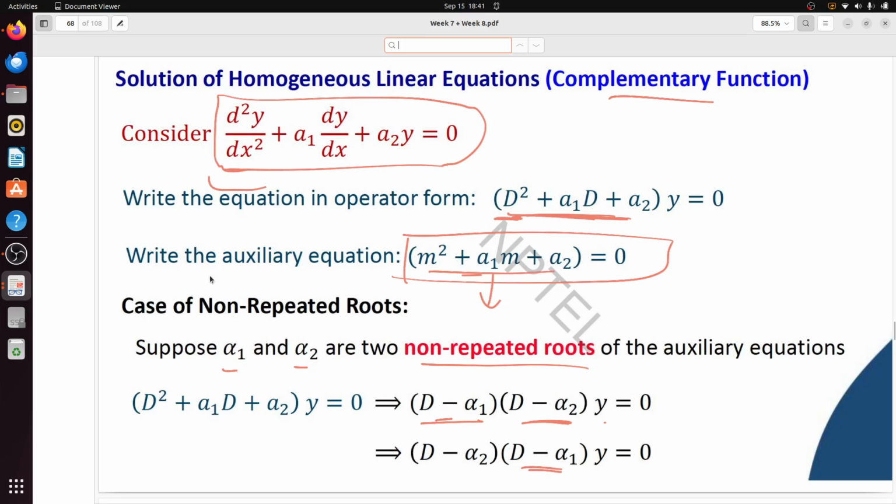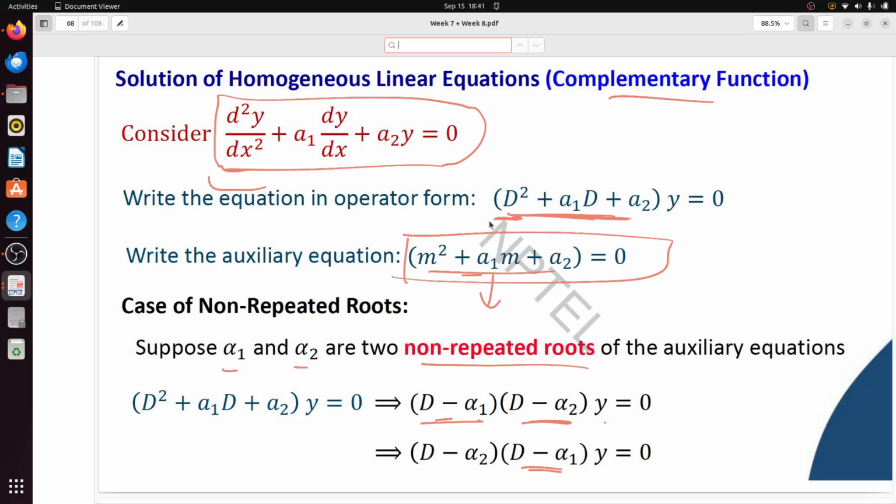Now you need to write the auxiliary equation. For the auxiliary equation, what we will do, we will use e to the power mx as a trial solution of the differential equation, right? That is the actual procedure. Now your m square plus a1 m plus a2 equal to 0, this is very easy. The solution will be m equal to minus a1 plus or minus square root of a1 square minus 4 a2, divided by 2, right?